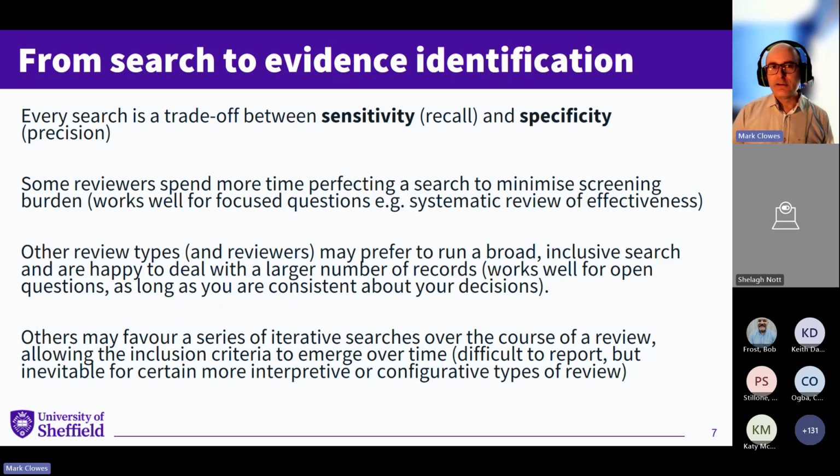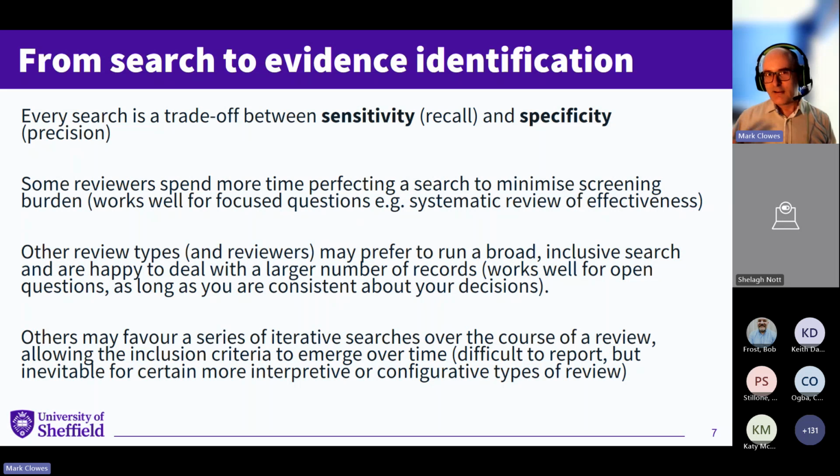Every search you do is going to be a trade-off between sensitivity and specificity. If you're not familiar with those terms, sensitivity is the ability of your search to find all the studies which are relevant. So all the studies that you wanted within a given set. It's about your chance to find as many of those as possible.